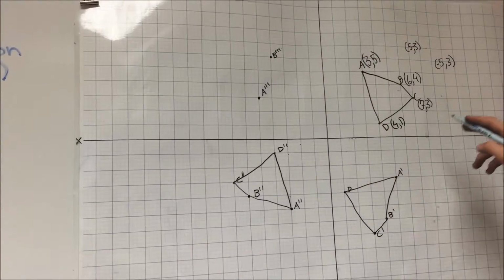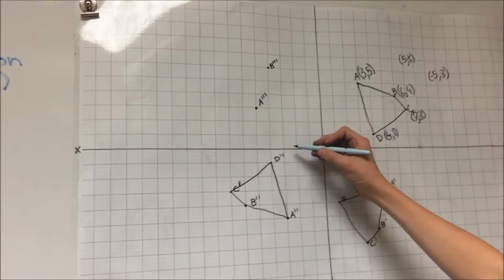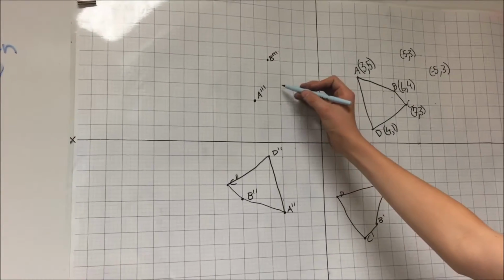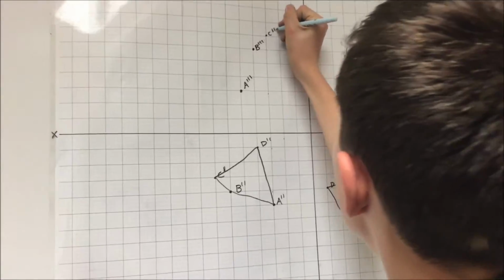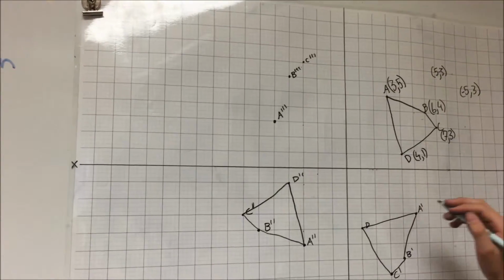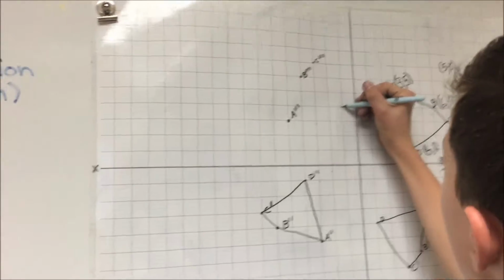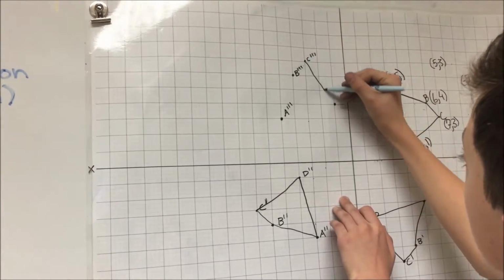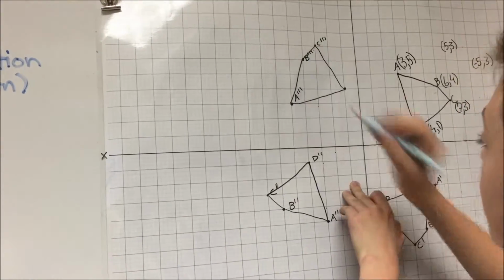And then you have C, so it's going to be negative 3, 7. And that's going to be your C triple prime. And then we have D, flip them, make the first one negative, negative 1, 4. So now we have successfully flipped this figure 3 times.